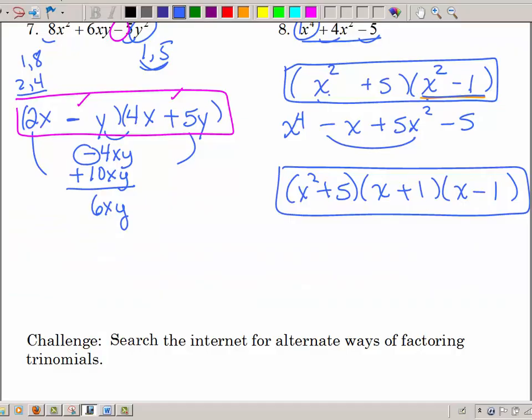The challenge is for you to search the internet for alternate ways of factoring trinomials. Some of you have learned like with a little square, that kind of thing. Some of you have learned a grouping method. Would love it if you would share with the class your way of factoring trinomials.